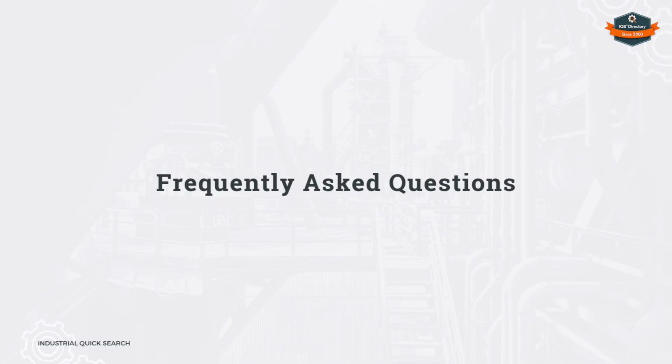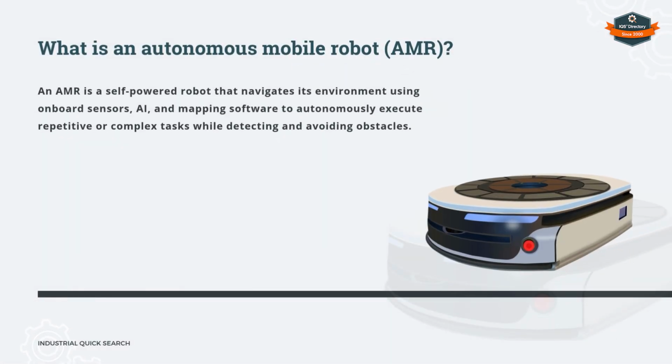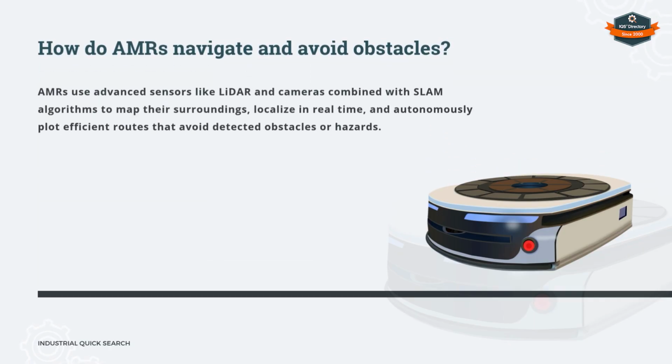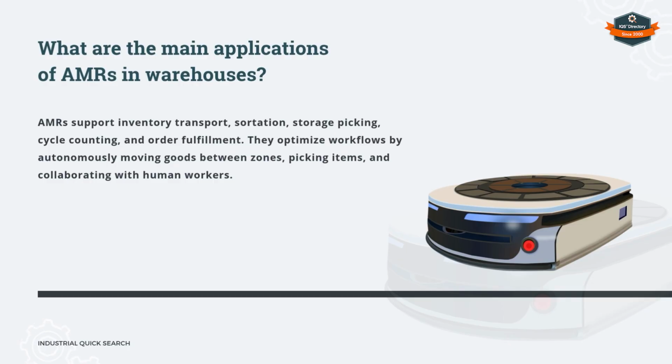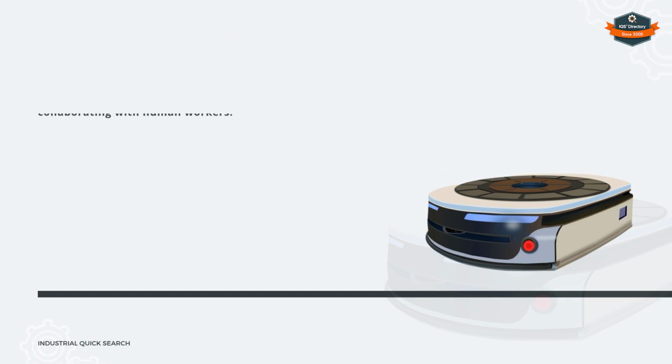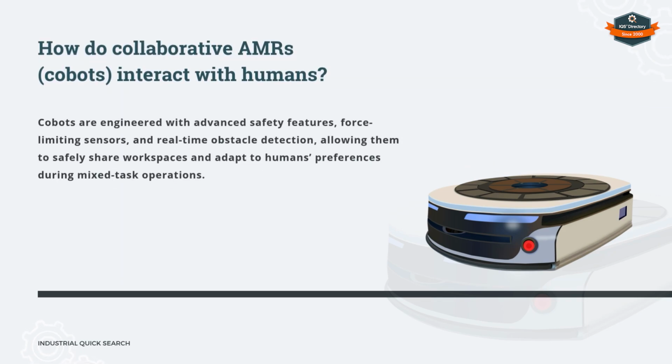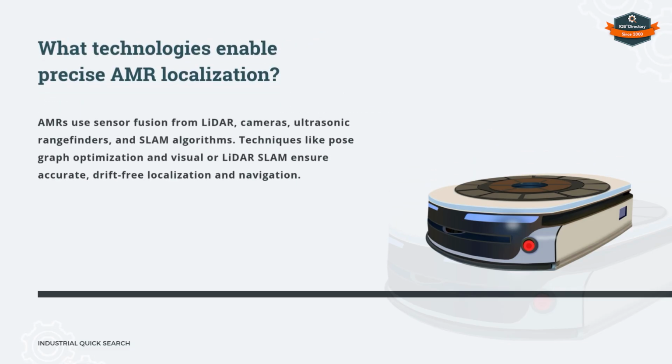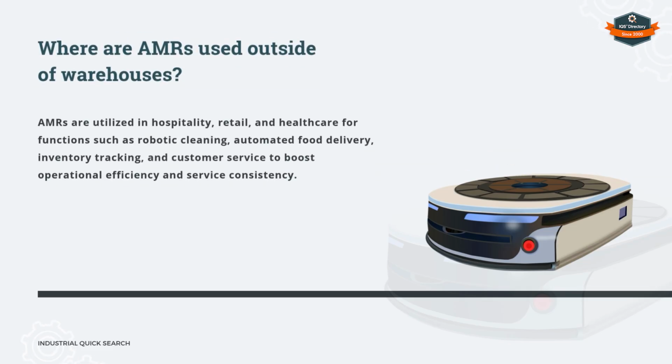Frequently asked questions. What is an autonomous mobile robot? How do AMRs navigate and avoid obstacles? What are the main applications of AMRs in warehouses? How do collaborative AMRs interact with humans? What technologies enable precise AMR localization? Where are AMRs used outside of warehouses?